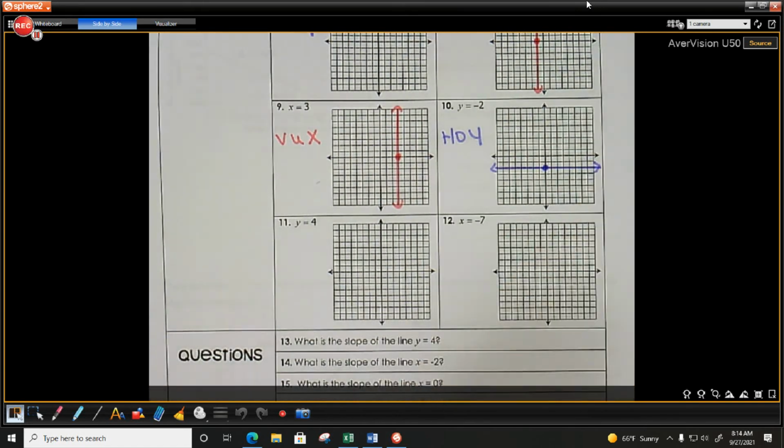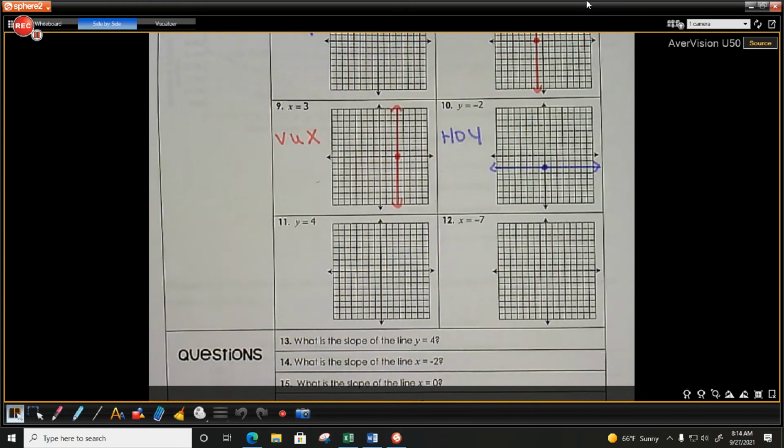Okay, I want y'all to do 11 and 12 on your own really quick. Do 11 and 12 on your own.